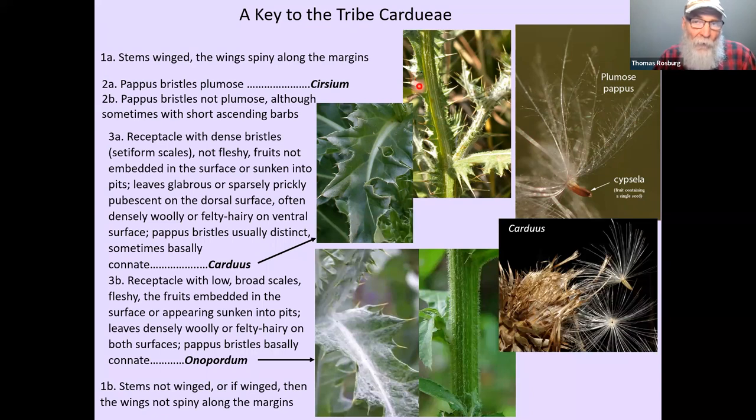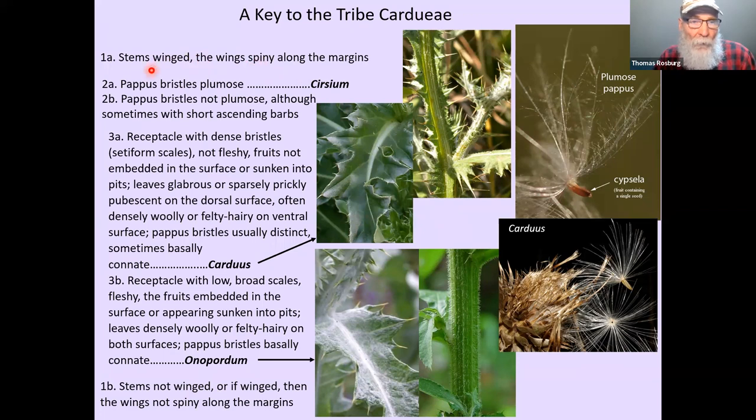There should be prickles there, I guess, because it's coming off of the stem. This one down here says stems not winged, or if winged, if there are some wings, then the wings do not have any kind of spiny or prickly structures on them. And that's represented by this picture here. So we're contrasting those two stems in 1A and 1B. Pretty easy to make a choice there. So let's go with 1A and work through these first.